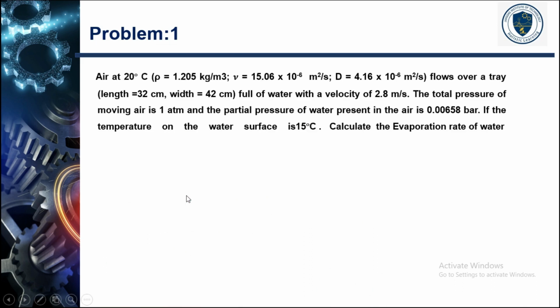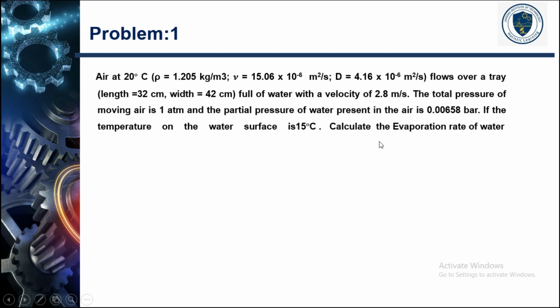Now we move on to another problem. Air at 20 degrees Celsius, and the air properties are given here, flows over a tray. The tray dimensions are given here. The tray is filled with water, with a velocity of 2.8 meter per second. The total pressure of the moving air is 1 atmosphere and the partial pressure of water present in the air is 0.0658 bar. If the temperature of the water surface is 15 degrees Celsius, calculate the rate of evaporation.